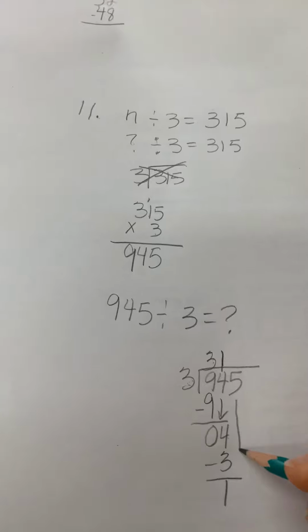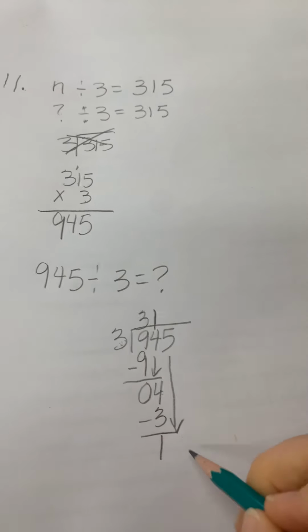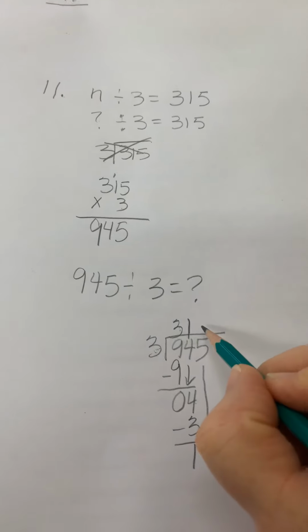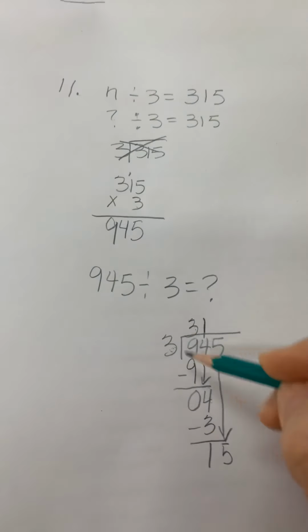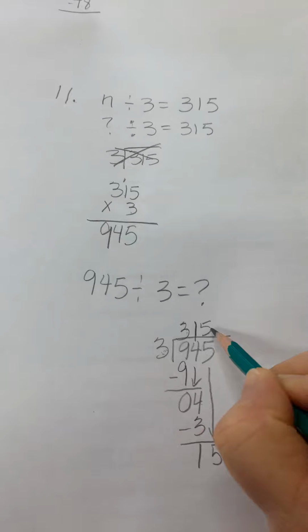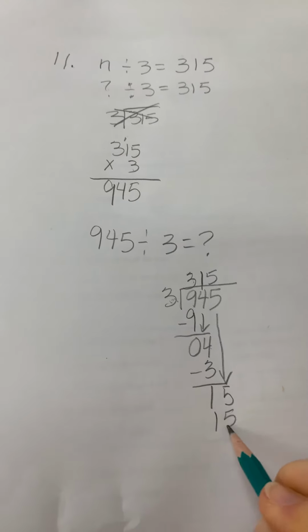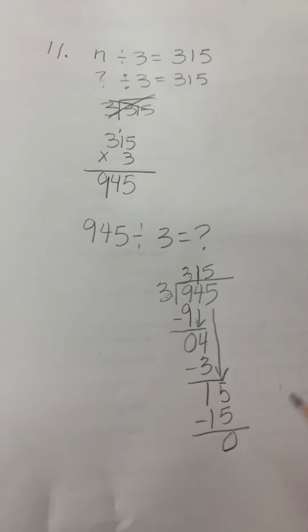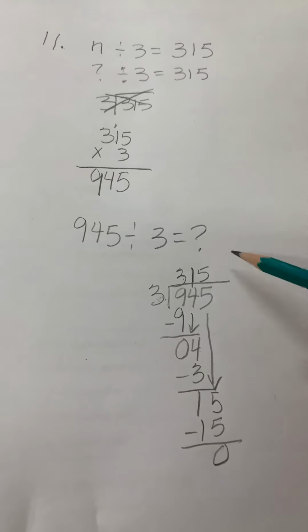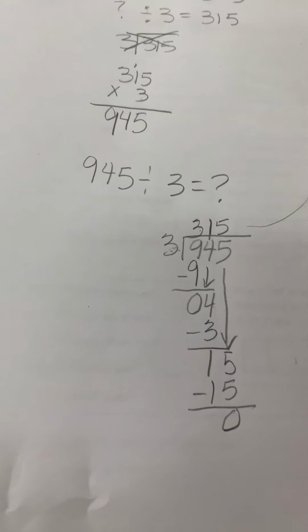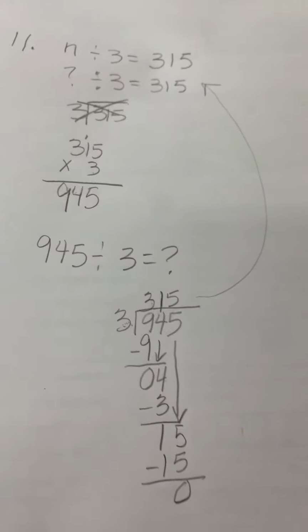And now I still have this number that I have to bring down. That's a 5. So now 3 into 15 goes 5 times. 5 times 3 is 15. I subtract and I get 0, and I have no more numbers to bring down. I'm done. So, does this number equal this number? Yes.